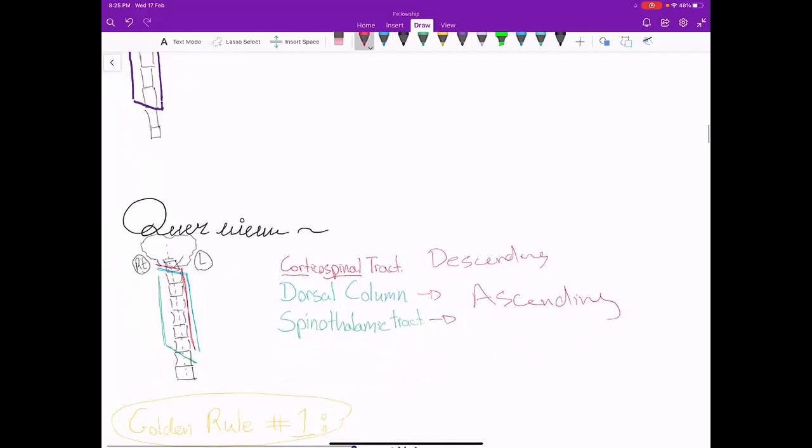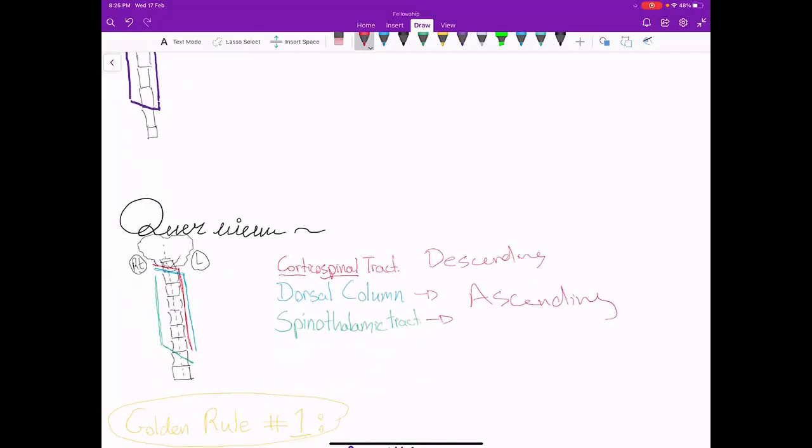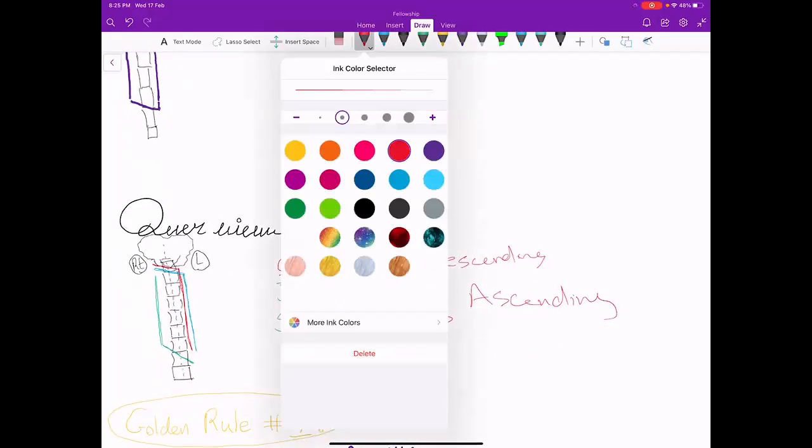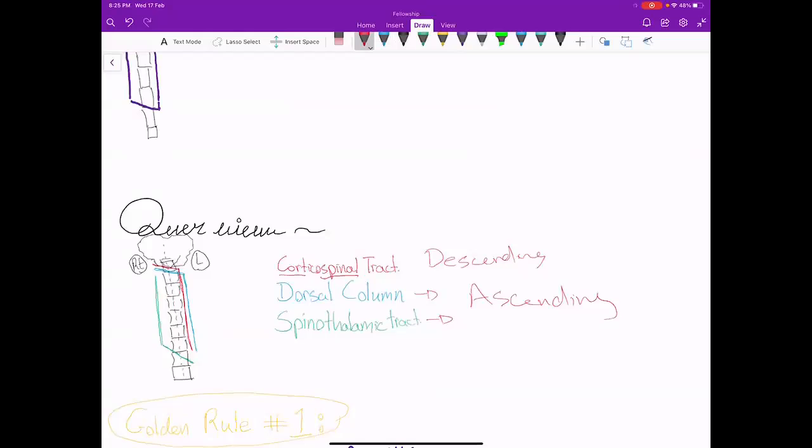I just want you to always know one thing. On the left side of the body, the corticospinal tract, which is in red, will always ascend on the left side ipsilaterally, then it will decussate and go to the right brain. The dorsal columns, which are responsible for all sensation except pain and temperature, will ascend on the same side and then decussate at the level of the medulla.